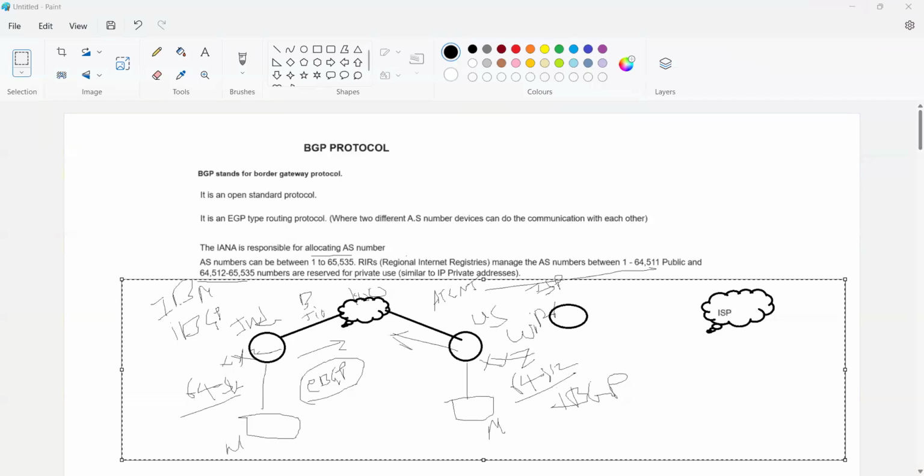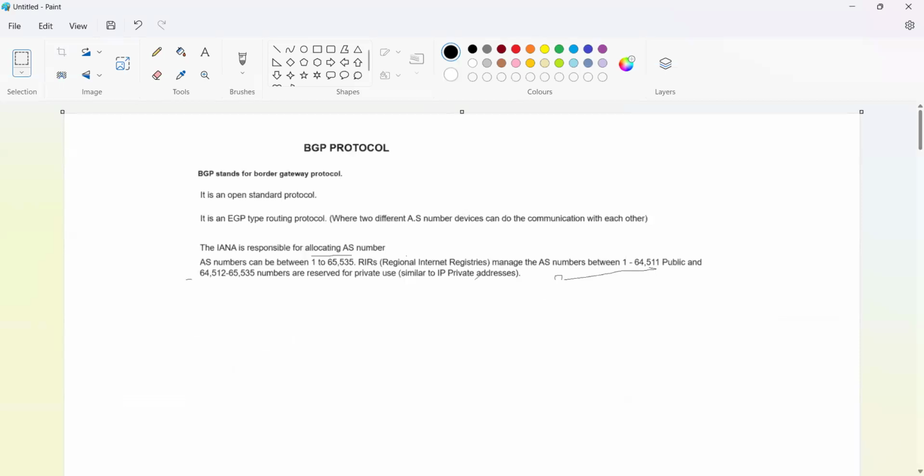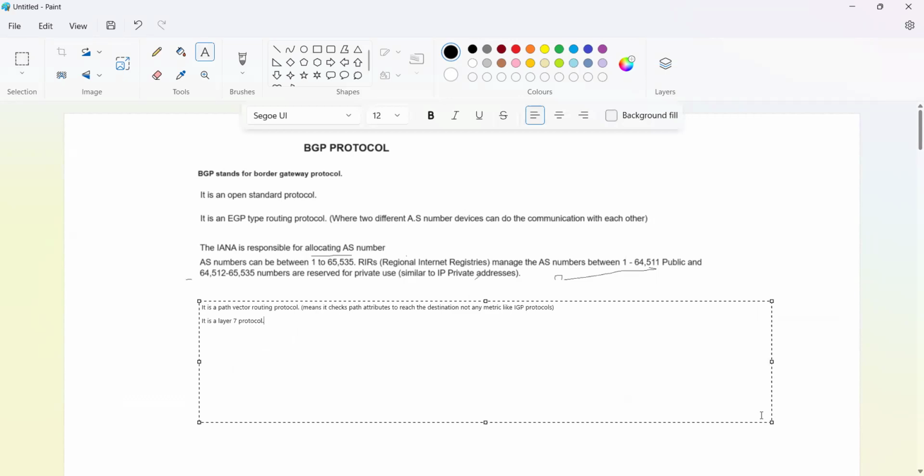And BGP is a path vector routing protocol. It checks path attributes to reach the destination. It is not like what we discussed earlier with OSPF and EIGRP; EIGRP, OSPF as well as RIP use a metric for best path selection. But in BGP, it uses the path vector. What does it mean? It checks path attributes to reach the destination, not any metric like IGP protocols.